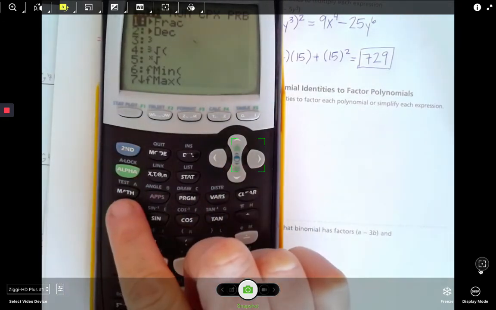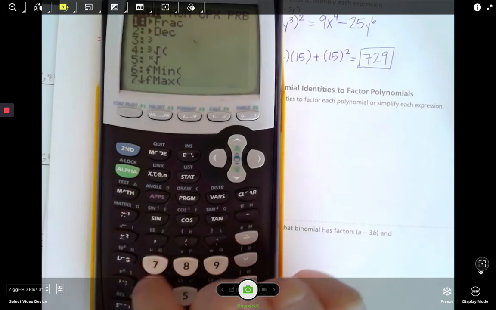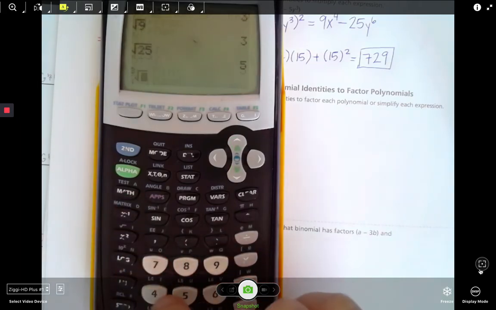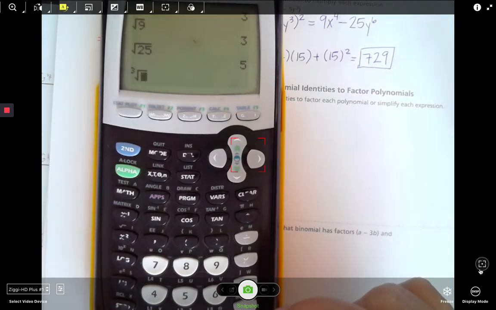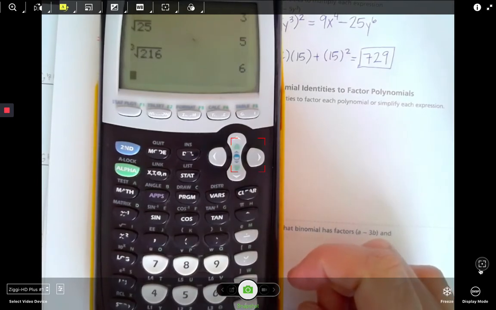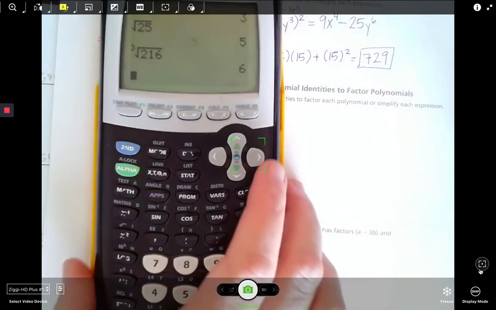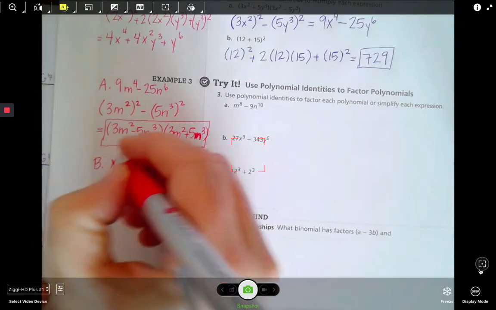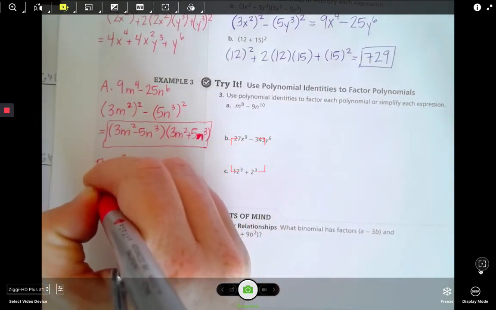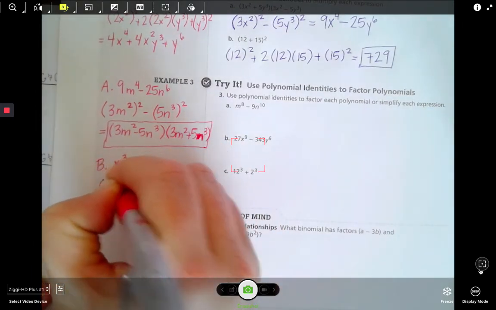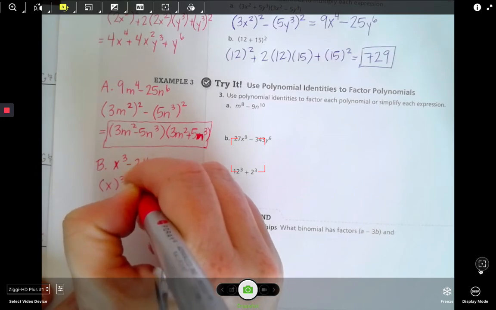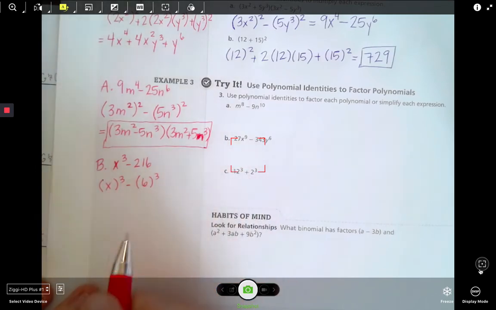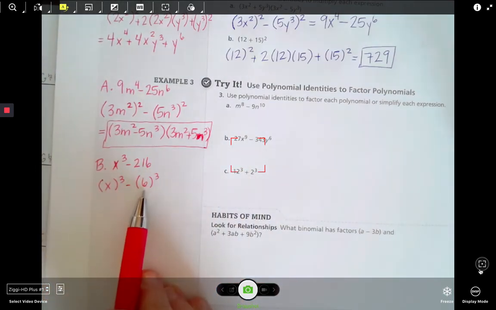You've got a math button, and then you hit 4. Math 4. Do you see how it gives us the cube root? Math 4 gives us the cube root, and we hit 216. The cube root of 216 is 6. So I rewrite this, just like I did in A, as x to the third power minus 6 to the third power. Because this tells me what A is, this tells me what B is.